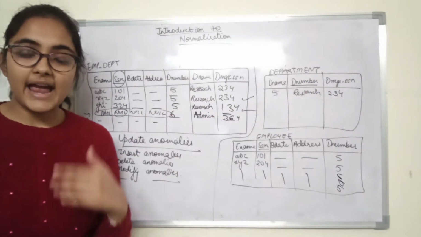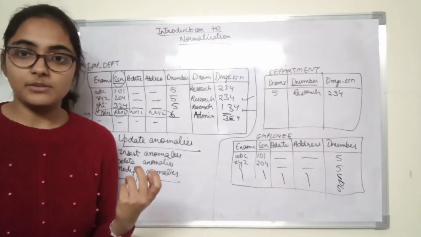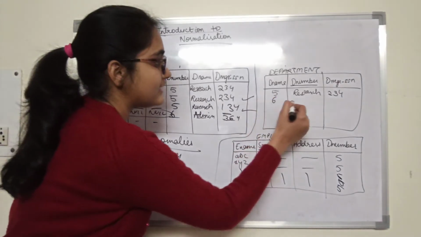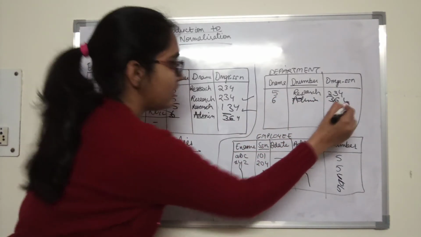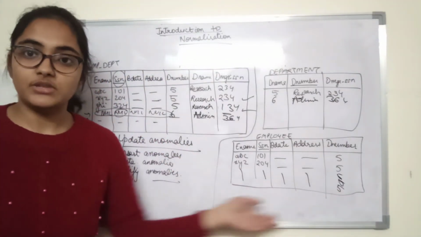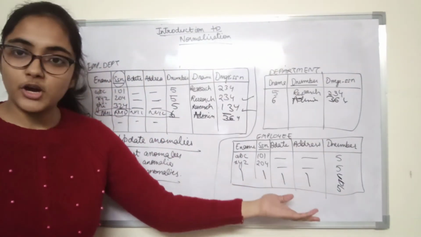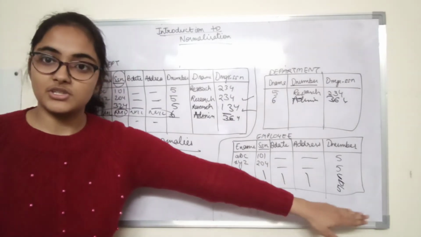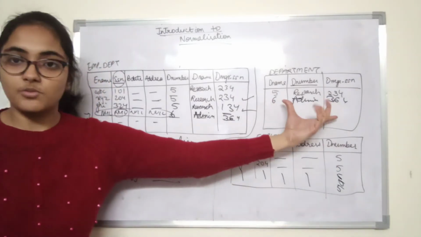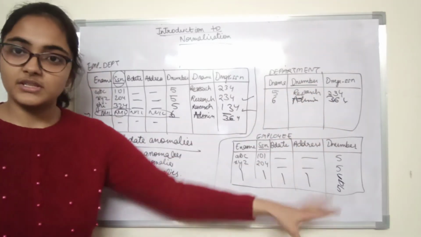In case I have a new department that does not have any employees assigned to it, I can just simply write 6, admin, and 364 here, right? No need to specify any values here. Whenever a new employee joins this department, I will write the corresponding information here. So here there is no problem, right? In this particular option there is no problem.